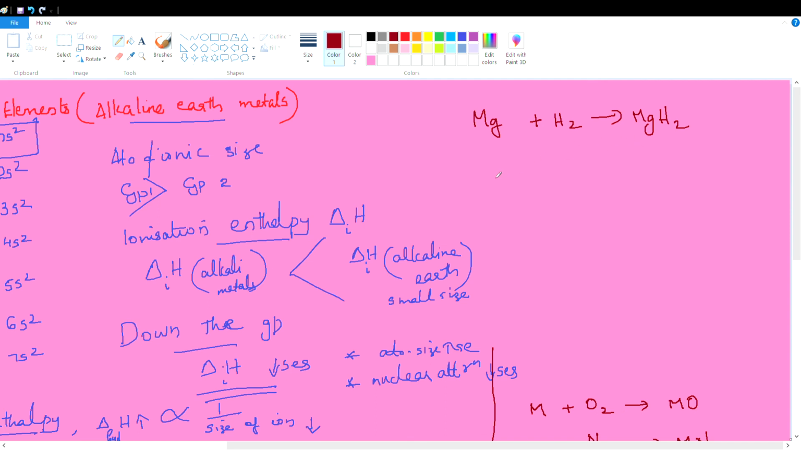To prepare beryllium hydride, we carry out another reaction: beryllium chloride is treated with lithium aluminum hydride. This reaction gives beryllium hydride, lithium chloride and aluminium chloride. All other alkaline earth metal hydrides can be made by heating the metal with hydrogen.